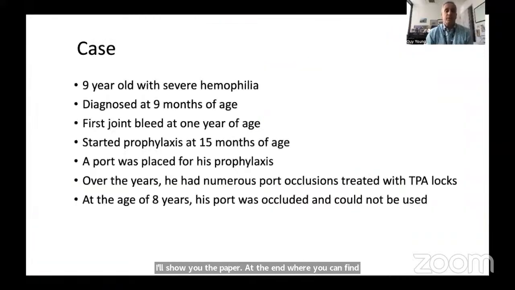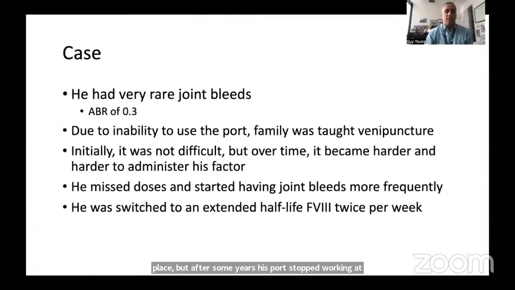So we have a 9-year-old with severe hemophilia who was diagnosed at 9 months of age. His first joint bleed was at 1 year of age, a very classic type of presentation. He started prophylaxis, he had a port placed, but after some years, his port stopped working. He had occlusions. We tried to open them with TPA, but it didn't work. Finally, his port could not be used anymore. He rarely bled before that. We taught the family venipuncture. At the beginning, it wasn't difficult, but over time, it became more and more difficult to administer his factor. And he started to miss doses, and he started to have joint bleeds. Here's a boy who basically almost never had joint bleeds, and his joints were in great shape. Now he's having joint bleeds because of venous access issues. Again, he's 9 years old.